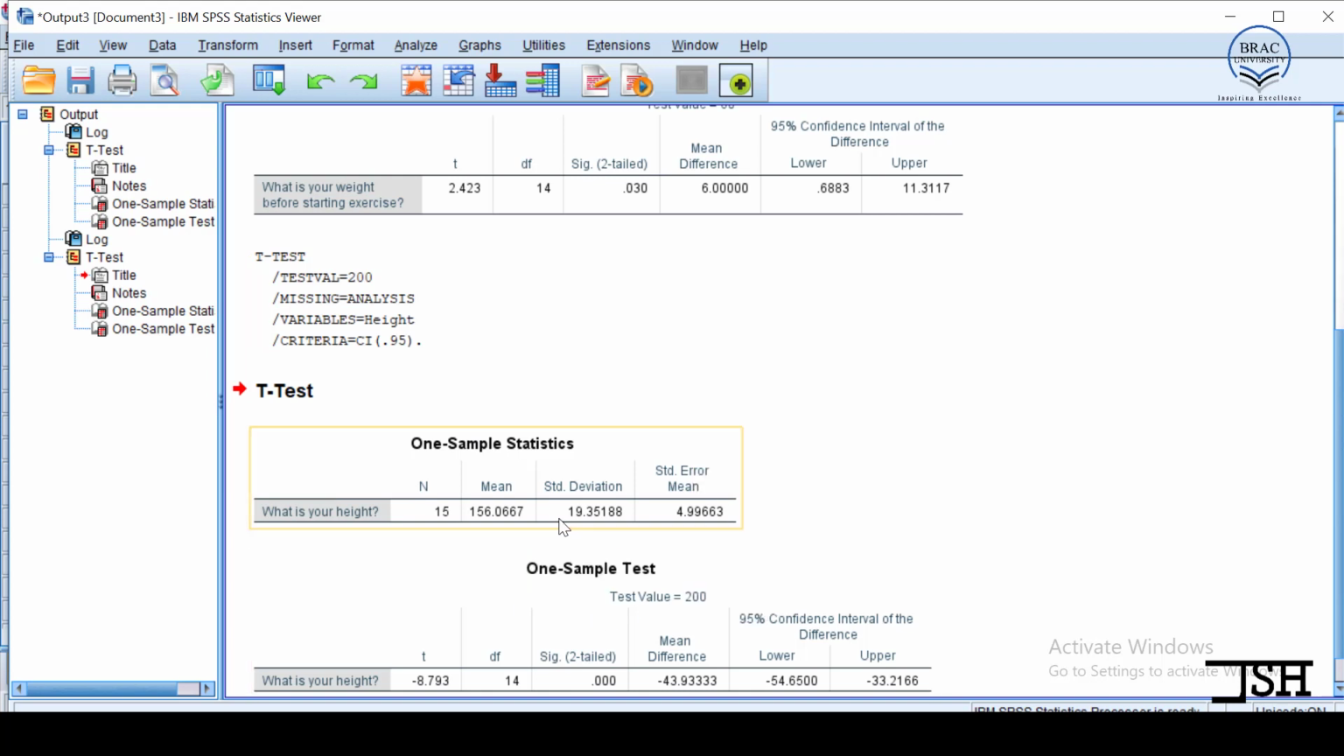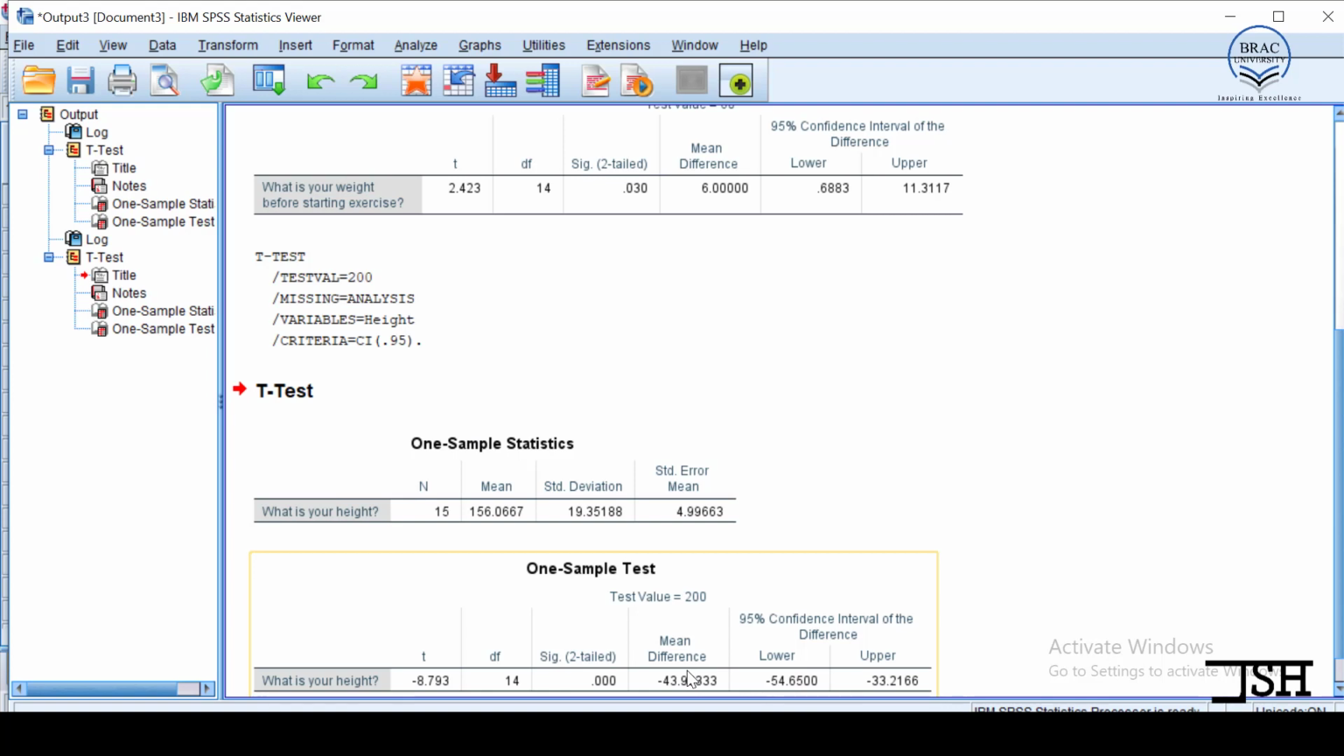Now, as I just said before, we have to consider two values here. Number 1, the mean height of my sample, and then number 2, the p-value. Now, as you can see here from the first table, the mean height of my sample is 156.0667. Is it different? Yes. If we go to the second table, it shows here that the mean difference is minus 43.933. So the test value was 200 and my sample mean is 156.06, which is 43.93 less than the given test value of 200. So the mean difference is minus 43.93. That means the mean height in my sample is smaller. So we are done with one value.